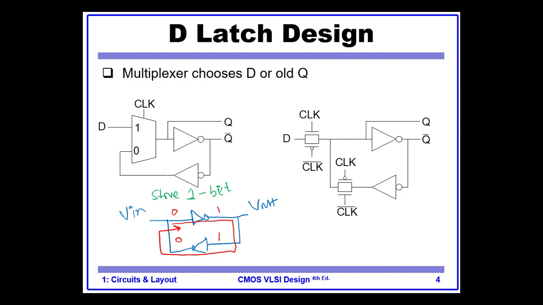So basically, you can store a bit using feedback. Feedback is the main concept that is used when you want to store a bit. Now let's move to an actual circuit of D-latch. The actual circuit looks like this one.